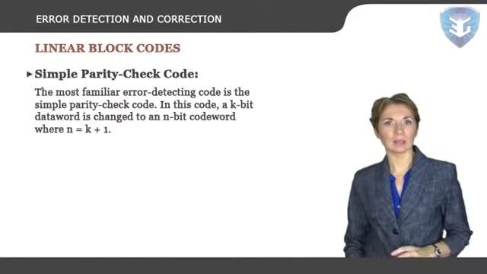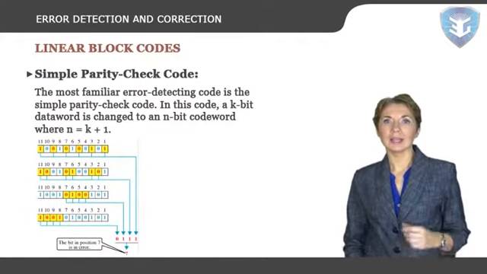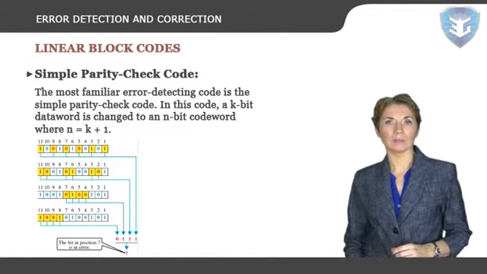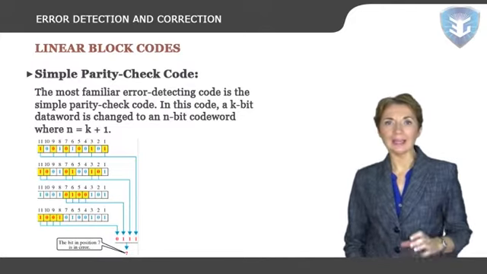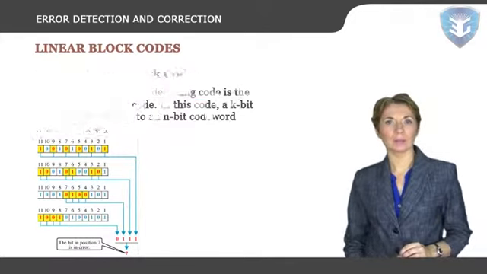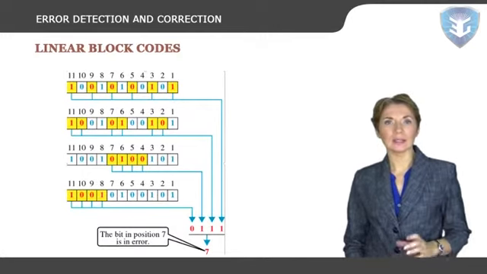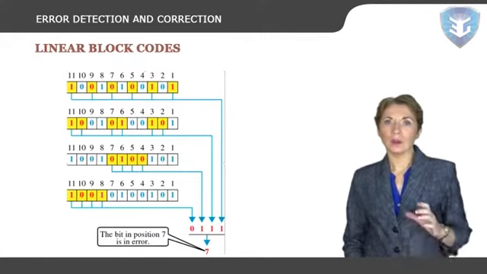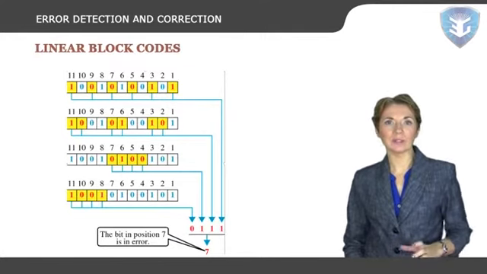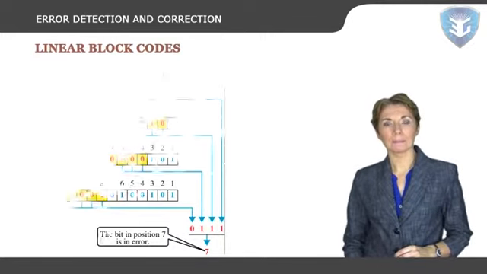Simple parity check code. The most familiar error-detecting code is the simple parity check code. In this code, a k-bit data word is changed to an n-bit code word, where n equals k plus 1. The extra bit, called the parity bit, is selected to make the total number of 1s in the code word even. Although some implementations specify an odd number of 1s, we discuss the even case.